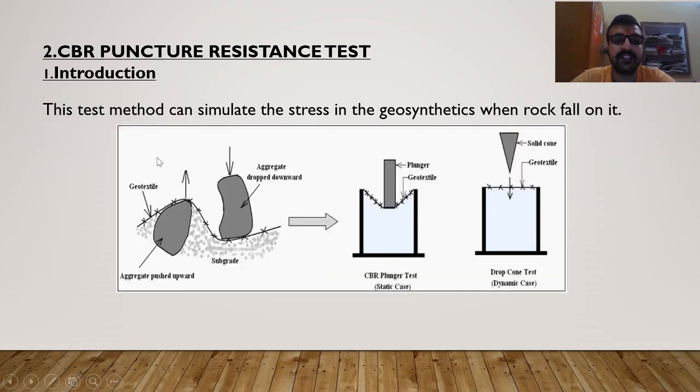The next is the CBR puncture resistance test. As we have seen, these geotextile materials are laid and have to encounter various types of stones. They might be blunt or sharp ones. Depending upon the type, we conduct the test, but mostly the CBR plunger test is used. CBR plunger test with a flat base. As you can see here, in the CBR plunger test there is an elongation, and this is the cone test for pinpointed stones. This test method can simulate the stress in the geosynthetics when rock falls.